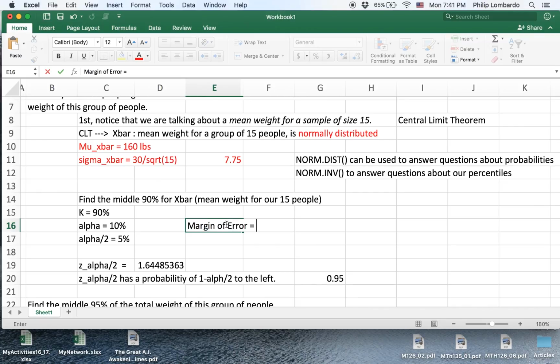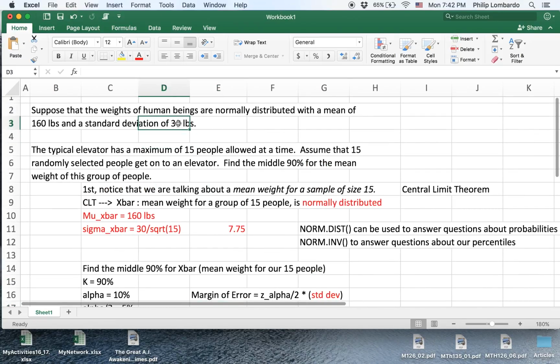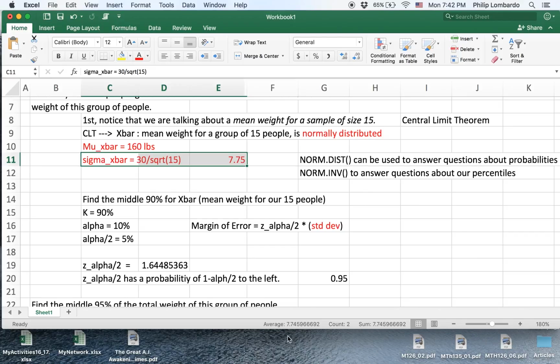The general formula for this is our z alpha over 2 times our standard deviation. But keep in mind, this standard deviation is not referring to 30. It's not referring to this 30 pounds. It's not the standard deviation of our original weight distribution. It's the standard deviation of our sampling distribution. It's how much we expect our mean weight for 15 people to vary. So in this case, we're going to be using the 7.75.